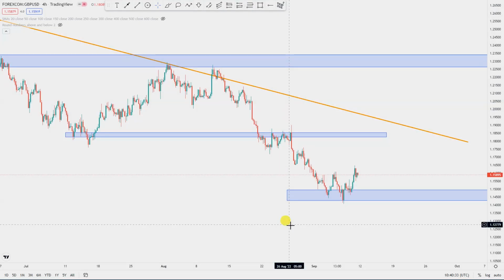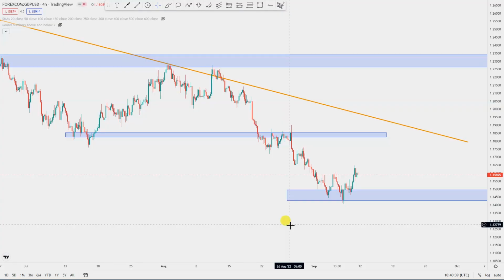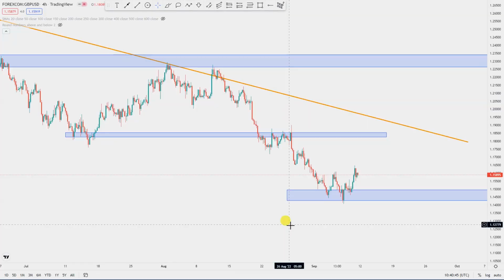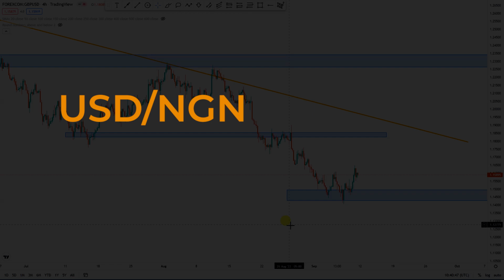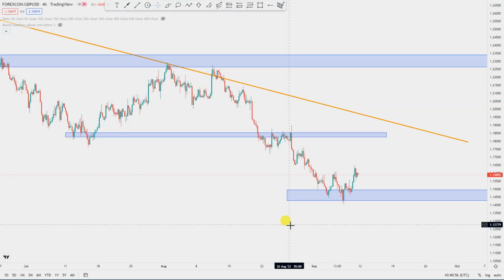Now, the base currency is basically the first currency listed in the pair, and then we have the quote currency, which is basically the second currency listed in that pair. So if we have USD NGN, then it will mean that the base currency is USD and the quote currency is NGN because it is the second currency in that pair.